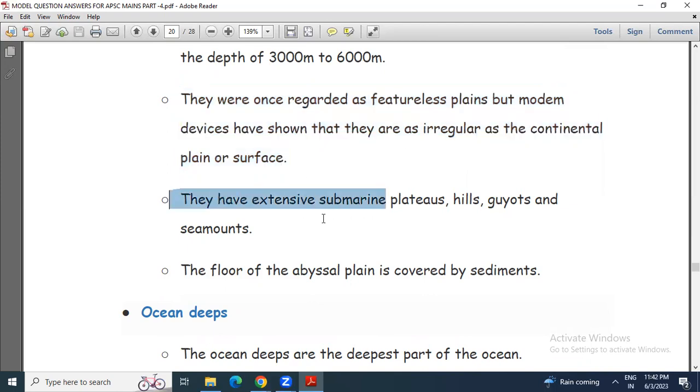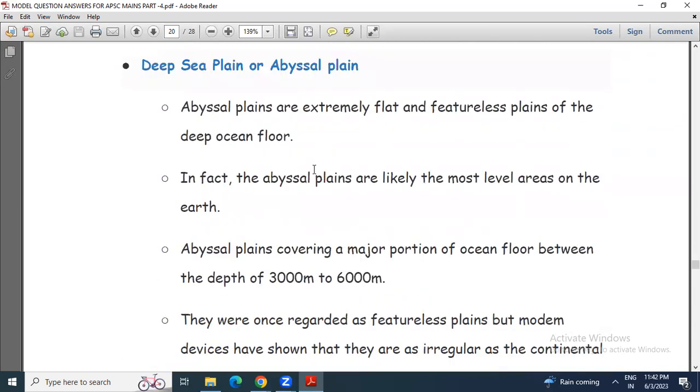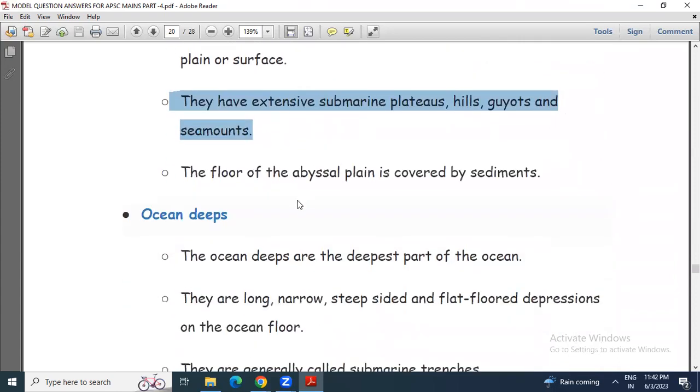They have extensive submarine plateaus, hills, guyots, seamounts. You think about it, these things exist in land areas, but this happens in the ocean also. So these plateaus, hills, guyots, seamounts can easily be seen in this deep sea plain or abyssal plain. The floor of the abyssal plain is covered by sediments.